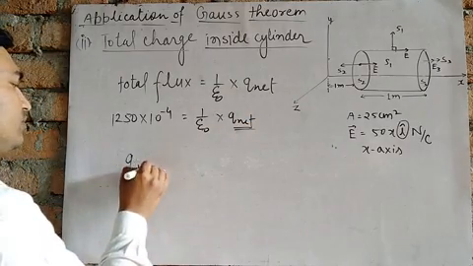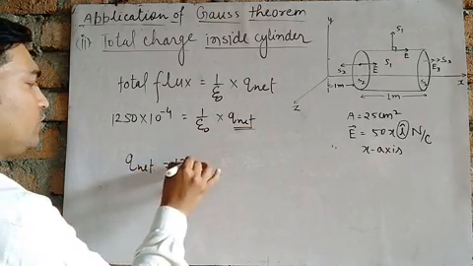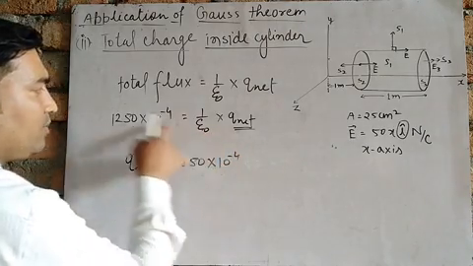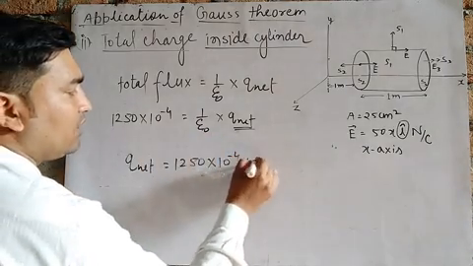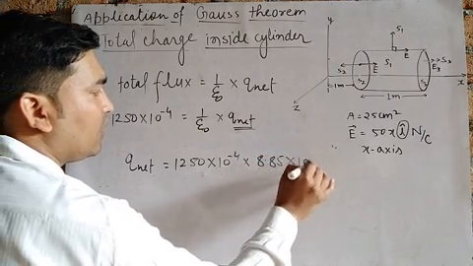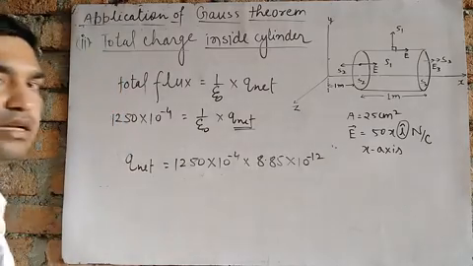Subject Q net. Q net equals 1250 into 10 to the power minus 4 multiplied by epsilon naught, and the value of epsilon naught is 8.85 into 10 to the power minus 12, and the answer is.